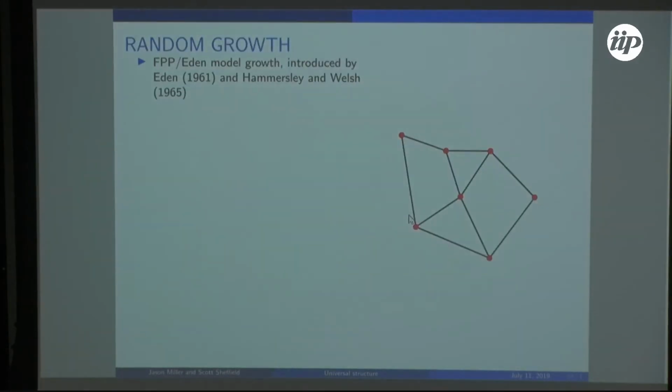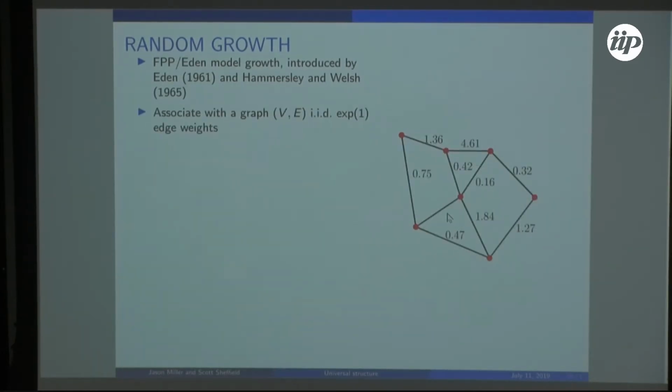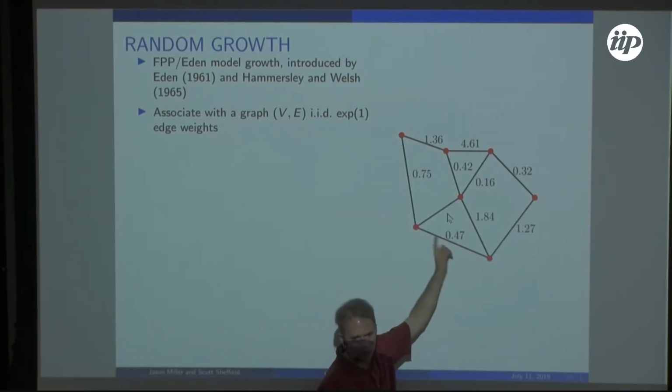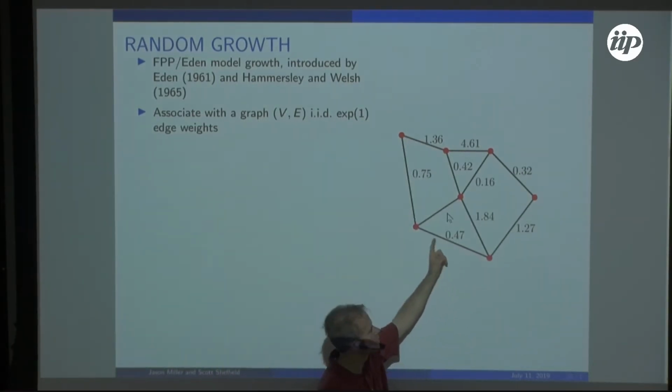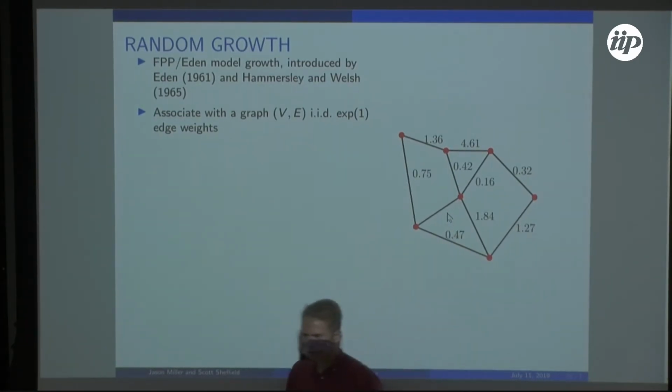Okay. Now, random growth models. If I give you any graph, there's a natural story where I assign every edge of the graph a random variable, maybe an exponential random variable, which tells you a new length for that edge. So I assign random lengths to these edges, and that gives me a random metric space. And I can do this on a grid.